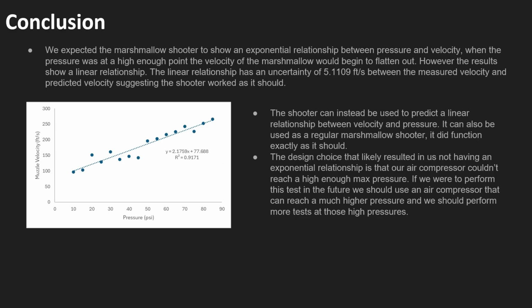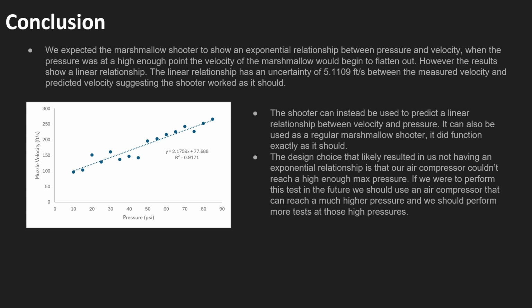So with our marshmallow shooter, we originally expected it to show an exponential relationship between pressure and velocity, and that was our design requirement. However, we ended up with a linear relationship. And the linear relationship has an uncertainty of 5.1109 feet per second between measured and predicted velocity, showing that the shooter did work as it should, which leads me to believe that the shooter did not show an exponential relationship because we just did not test at high enough pressures.